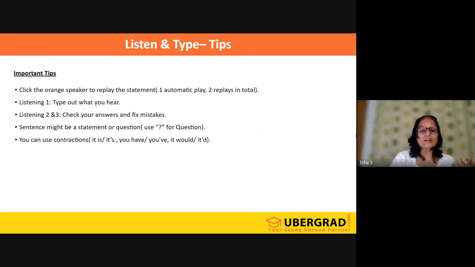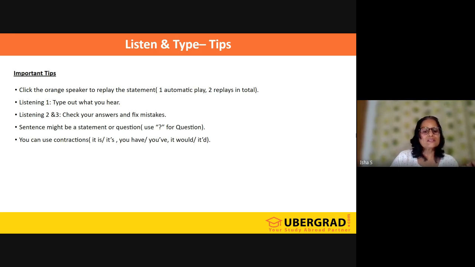Again, important tips you need to follow here. The speaker will replay the statement automatically. Again, I'm repeating the same thing, 2 replays. You have to type what you hear. Please focus on the pronunciation, because as I said, the accent would be different. In listening 2 and 3, you get to check your answers, or you can fix your answers if you find some mistake, whether a spelling error or something like that.